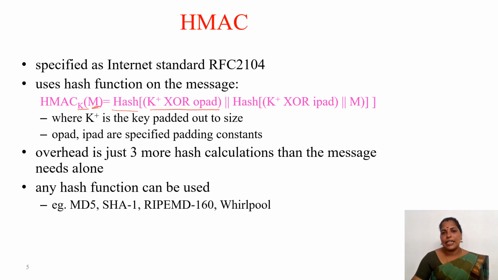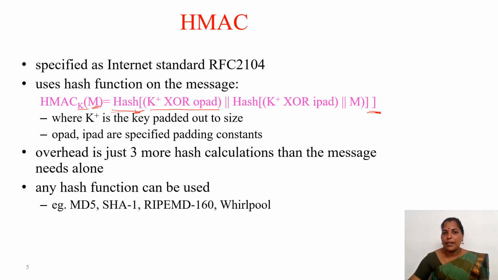Then we concatenate this with the hash of K plus XOR IPAD. IPAD is also another padding constant, also a hexadecimal number, that is appended with the message. So overall this HMAC is represented as a single formula: hash of K plus XOR OPAD, concatenated with hash of K plus XOR IPAD. Where does the bracket end? Here is the open bracket, and it ends here, so the hash is applied to the whole term.